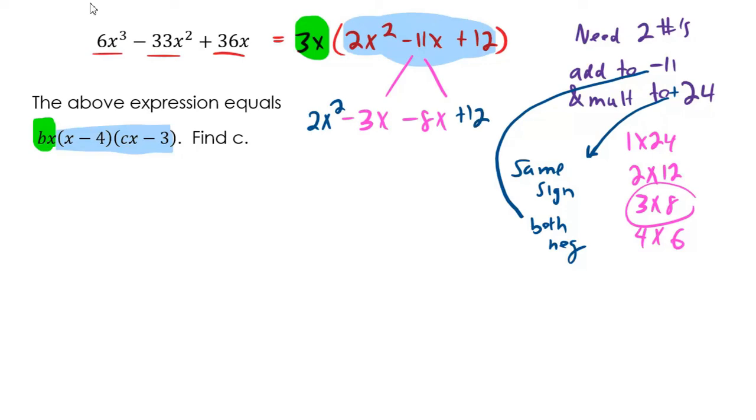Now we can do our factor by grouping. Take out an x right here. That leaves us with 2x minus 3. Take out a negative 4 right here, and that leaves us with 2x minus 3. Distribute just to make sure this went well. Negative 4 times 2x is negative 8x. Negative 4 times negative 3 is positive 12.